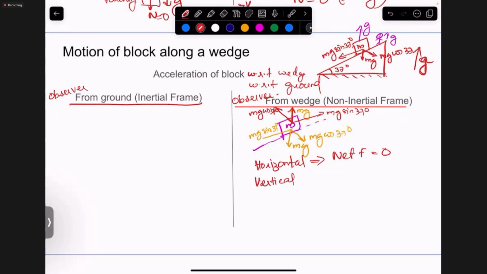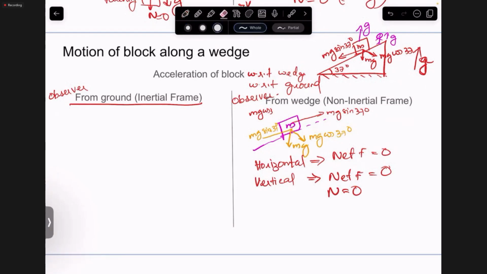Vertical also, this will be having net force equal to 0. So the normal force, which is acting perpendicular to the surface of this wedge, will be equal to 0. This is the same condition as that of... what to say, this... Oh, one second. So what is happening is, okay, I was wrong.